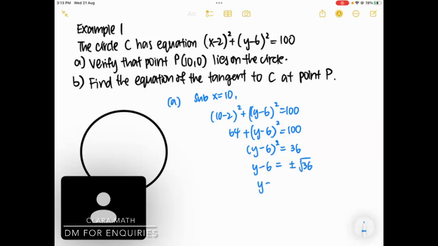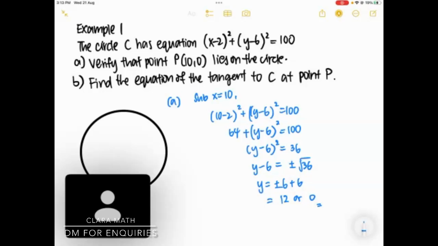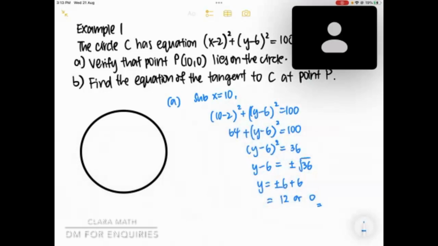So y equals plus or minus 6, plus 6. That is 12, or minus 6 plus 6, 0. So again, we get y equal to 0, but it also gives you y equals 12. That means when x is 10, it will cut the circle at those 2 points. Like here, when x is 10, it cuts one on top, one below. The one below is 0, then the y value on top is 12.